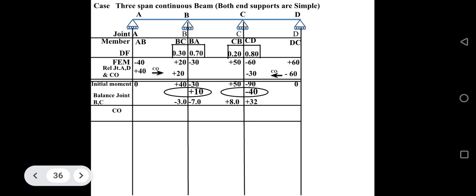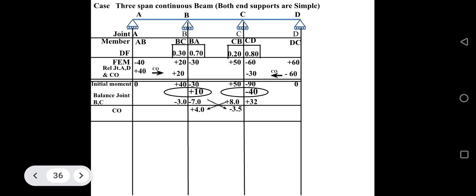Now there will be carryover. End A is simple, end D is simple. So for a simple end there is no carryover, but carryover is possible from C to B, half moment with the same sign, and carryover is possible from B to C, again half moment with the same sign. Now if you observe, because of this carryover, joints B and C are again unbalanced. So we need to balance that.